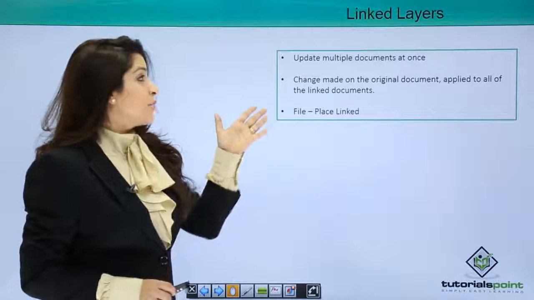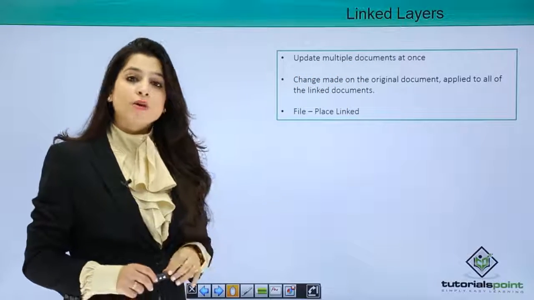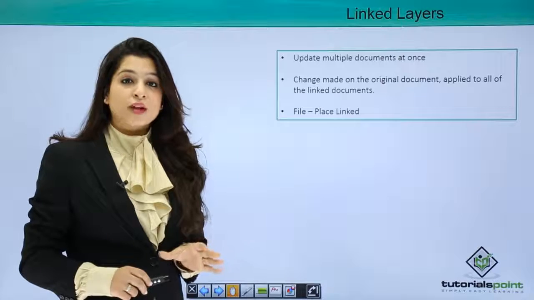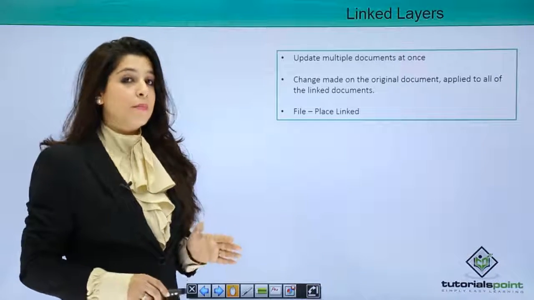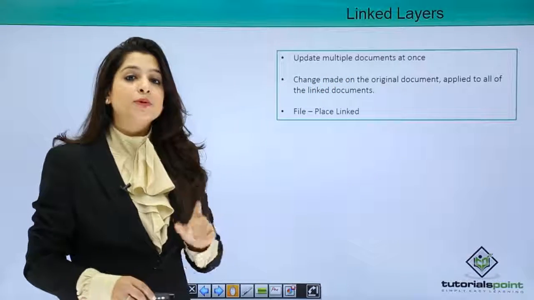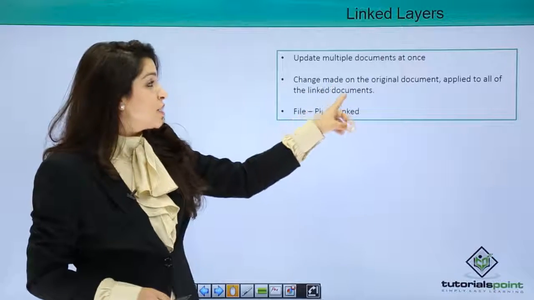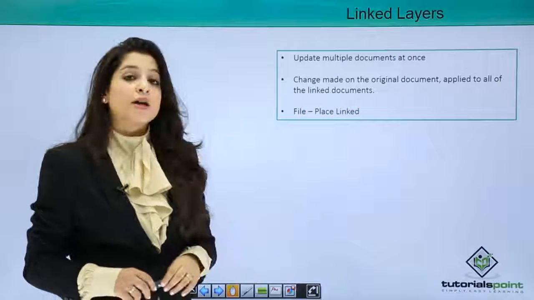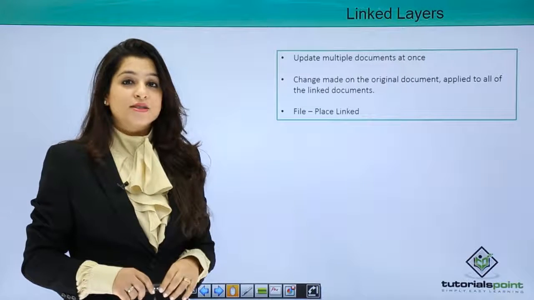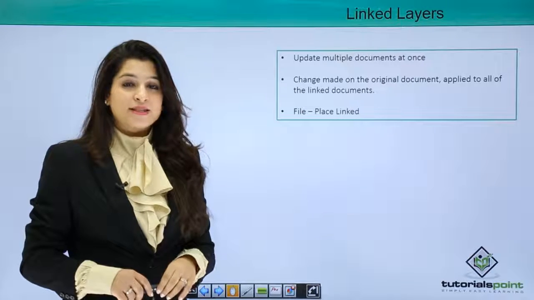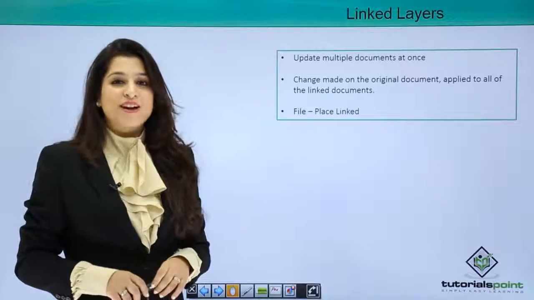Link layers basically update multiple documents at once. Normally, in a general case, whatever effect or mode you add is only added to your active layer. But if you link the layers, multiple layers will get that effect. Changes made on the original document are applied to all the linked layers, and you can simply click the link icon to create linked layers. So let's move forward into Photoshop and understand deeply what link layers are.